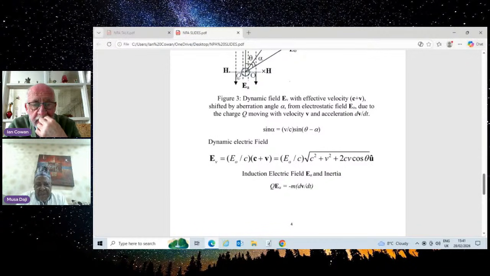Now, under figure 3, there's an expression for the dynamic electric field. If you substitute for the angles theta and alpha, as indicated in the figure, you will get the electric field in the direction of motion, and the electric field in the opposite direction. And this explains quite a lot.